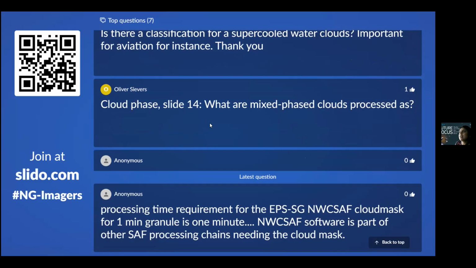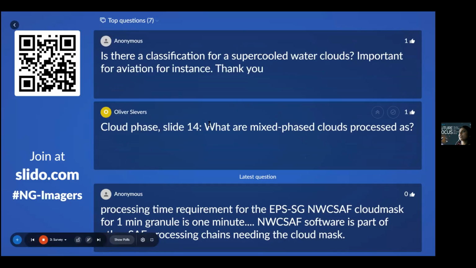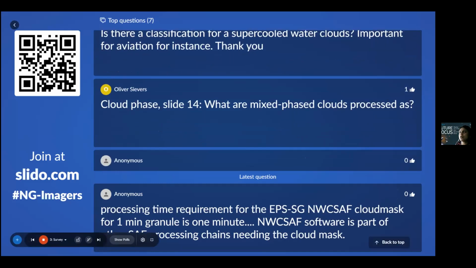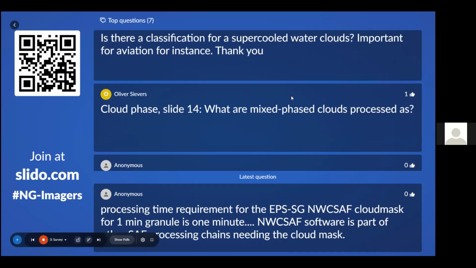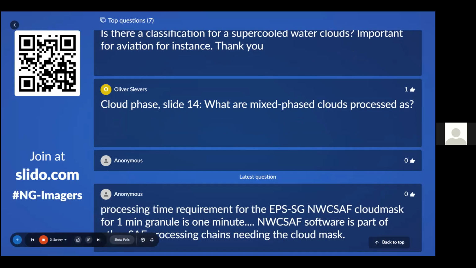Is there a classification for supercooled water clouds, important for aviation, for instance? Thank you. In the CLA, there is no classification for supercooled water clouds. And for OCA, I don't know. Perhaps Phil can answer. No, we have nothing explicit either, actually.